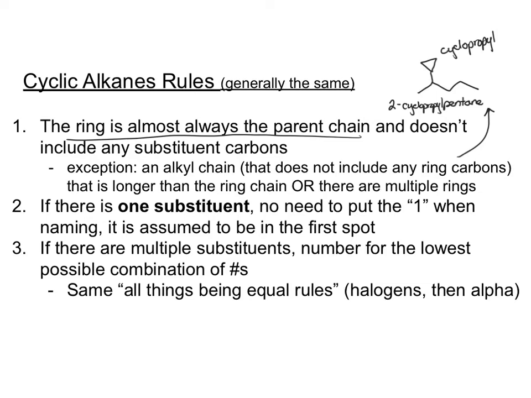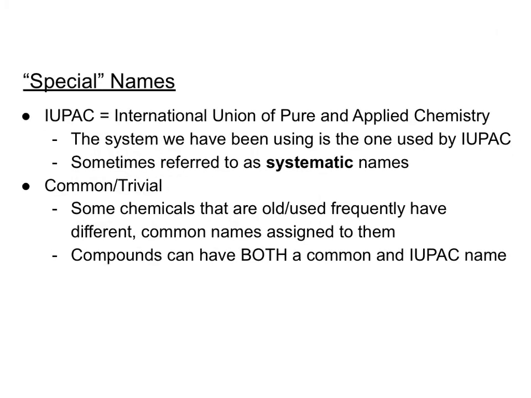We're going to do some practice in a minute. But first, we're going to talk about some other special types of names. So the type of naming that we've been talking about is part of the IUPAC system. It's this international organization that sets all these complicated rules for naming compounds so that it's uniform internationally. They're sometimes called the systematic names.